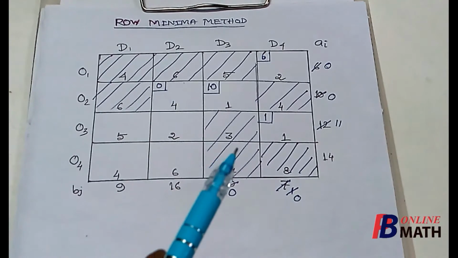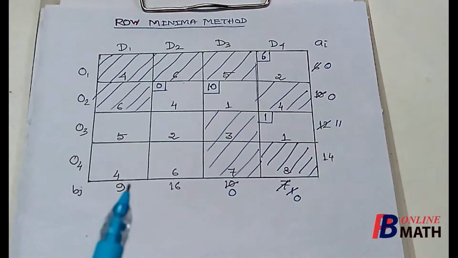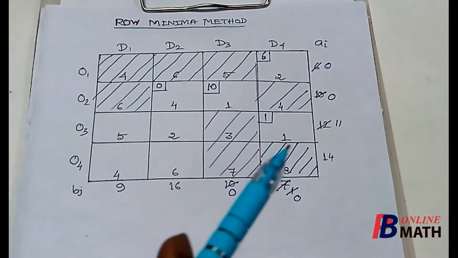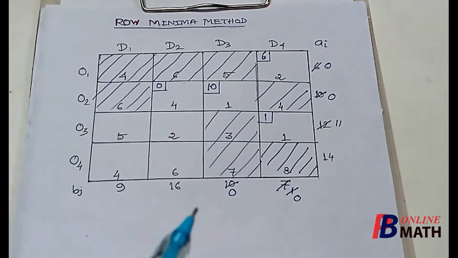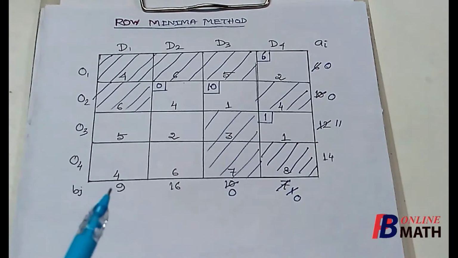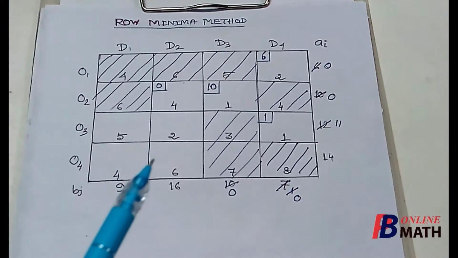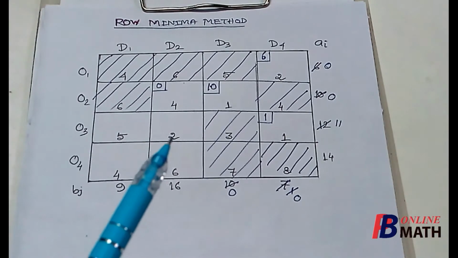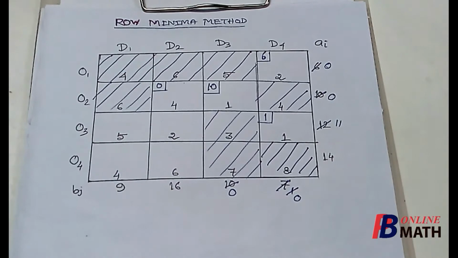Now the capacity of the origin O3 is still not exhausted. So we can allocate more values on the cells of this row. So to find the next allocation, we have to check the next minimum cost of this row, and here we find that the next minimum cost is 2. That is corresponding to this cell. So the next allocation will be made in this cell.